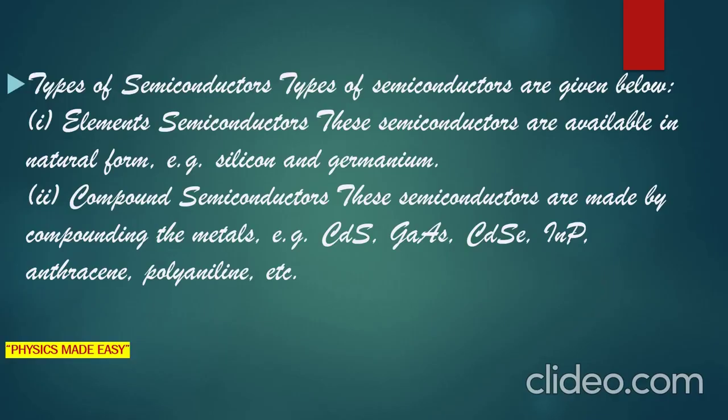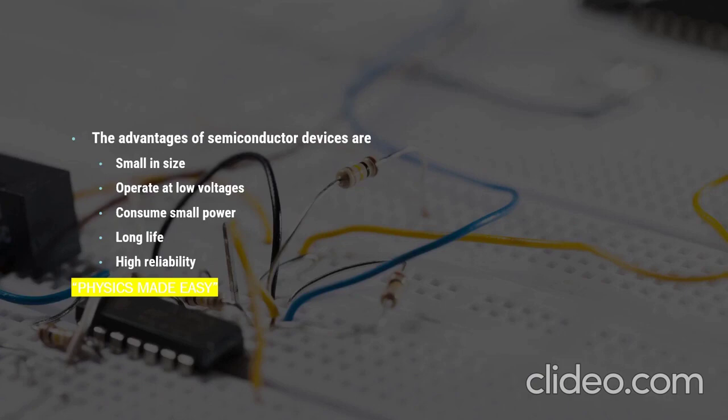Semiconductors are of different types. The first one is an elemental semiconductor. These semiconductors are available in the natural form and they are created from single elements. For example, silicon semiconductors, germanium semiconductors. These are the elemental semiconductors. Second one is compound semiconductors. These semiconductors are made by compounding elements, like by making the compound of two elements like germanium, arsenic. Such types of semiconductors are known as compound semiconductors.